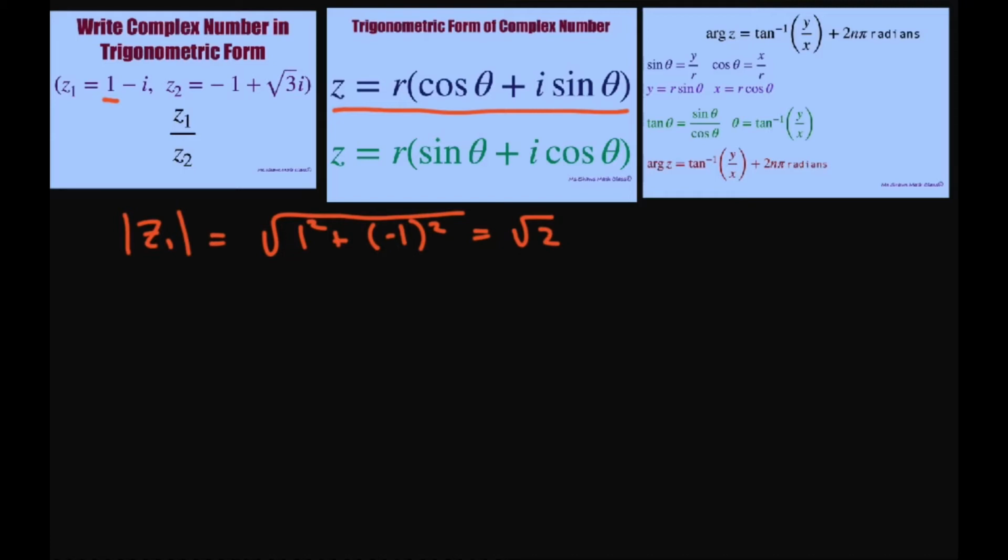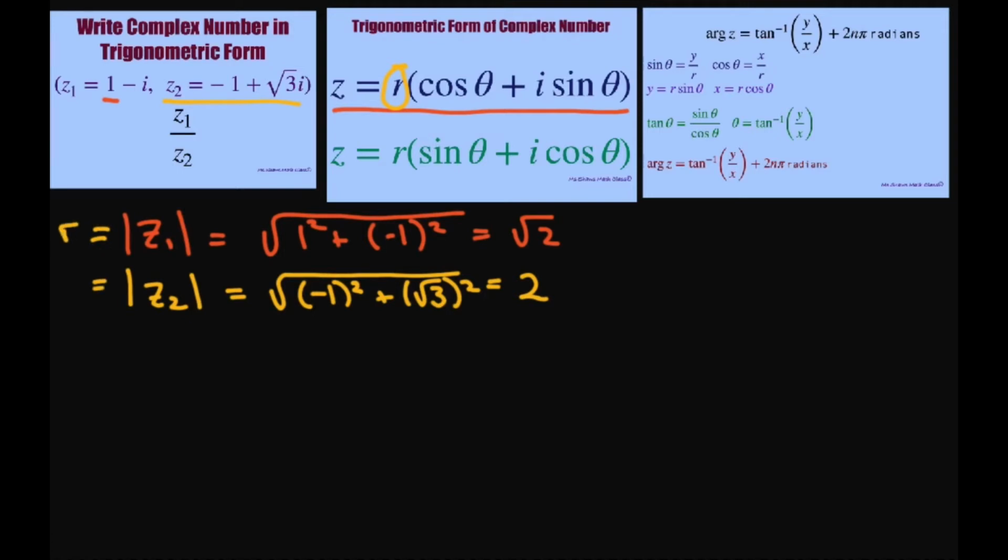All right, and then let's do our second complex number. The magnitude of that is going to be the square root of negative 1 squared plus square root of 3 squared. That equals the square root of 4, so that equals 2. Now, since we have that, we're going to be able to divide and get our r. This is going to equal your r, and we're just going to divide those.